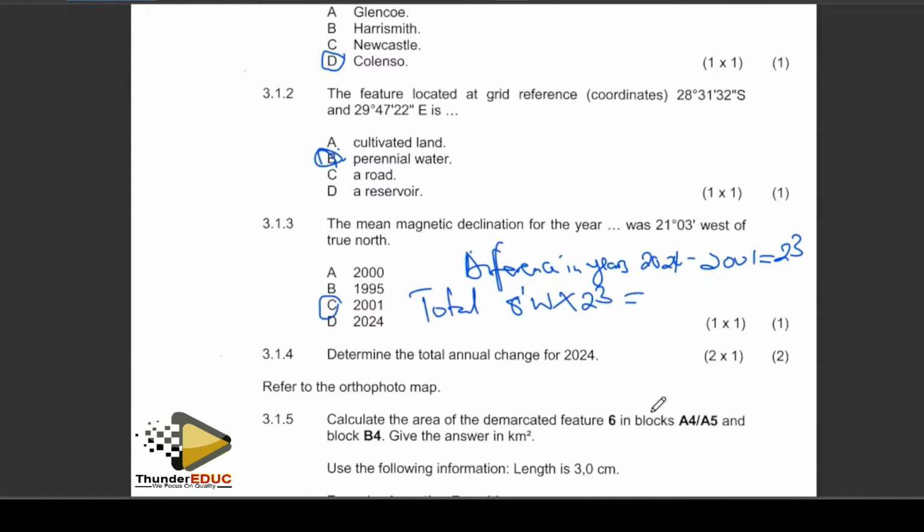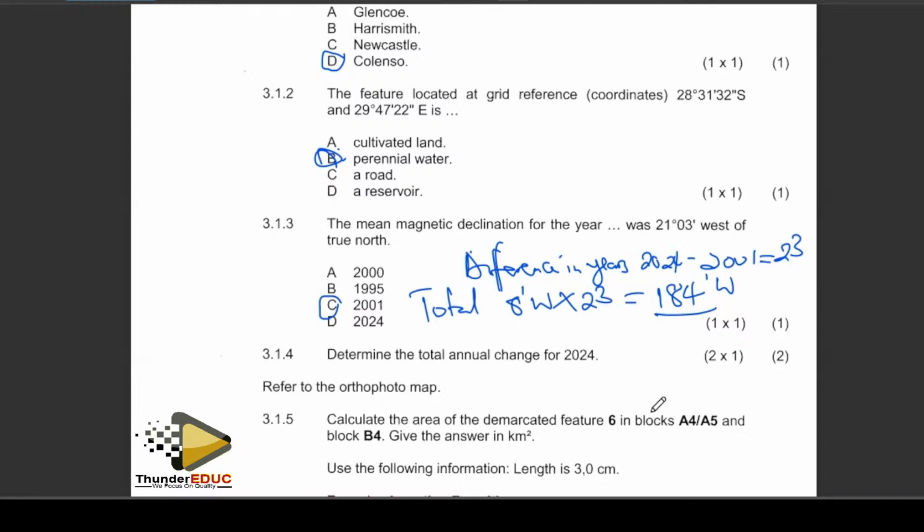23 times 8 is going to give you 184 minutes to the west of true north. And 184 is now a composite figure, which has got degrees and minutes. We have to deduce the number of degrees from there to get the degrees and the remaining minutes. If we divide this by 60, the multiple of 60 here is 180. 6 times 3 is 180, and we remain with 4 from 184.